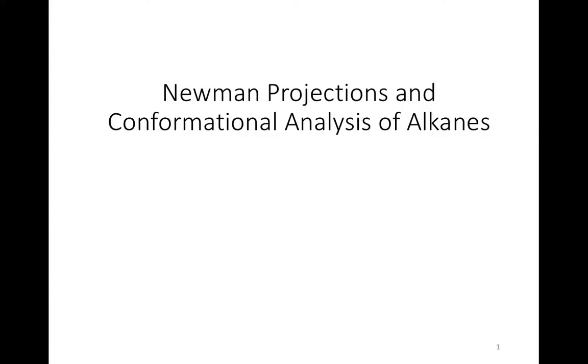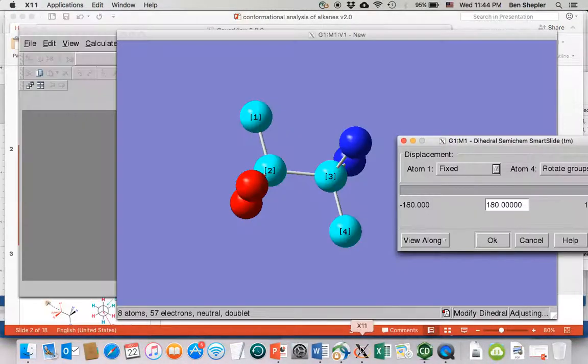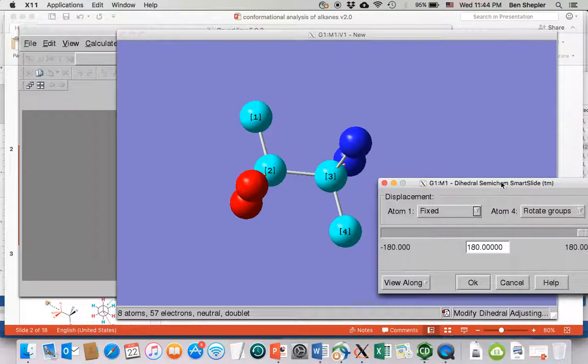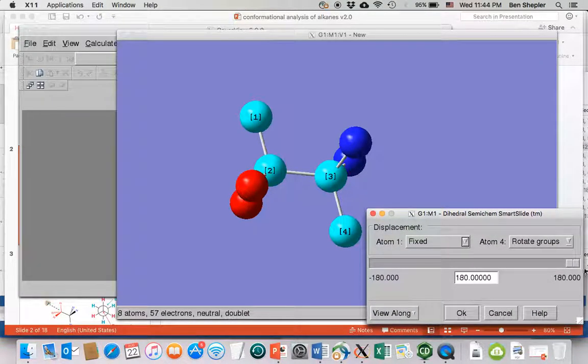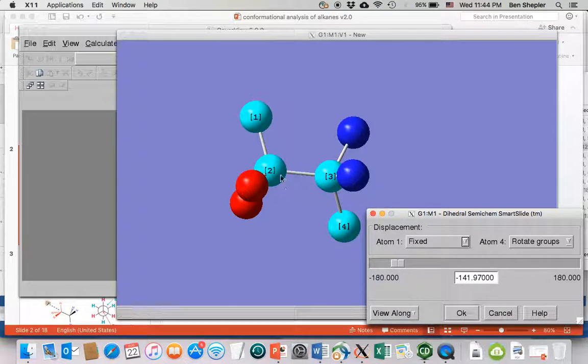Okay, I'd like to talk about Newman projections and the conformational analysis of alkanes. So we know that it's possible to rotate around single bonds, and this rotation results in the creation of different conformations. Just to show what I mean about rotating around single bonds, it doesn't matter if these are different colors, but this is what that rotation kind of looks like. Right, we're rotating around this single bond.